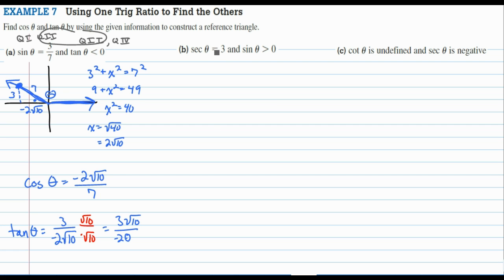Part B says that the secant of theta is 3. So if secant is positive, cosine is positive. And I know that that can happen in quadrant 1 and quadrant 4, since cosine is adjacent over hypotenuse, and the adjacent to a reference angle would be the x-coordinate. So that would be when the x-coordinate is positive, in quadrants 1 and 4.